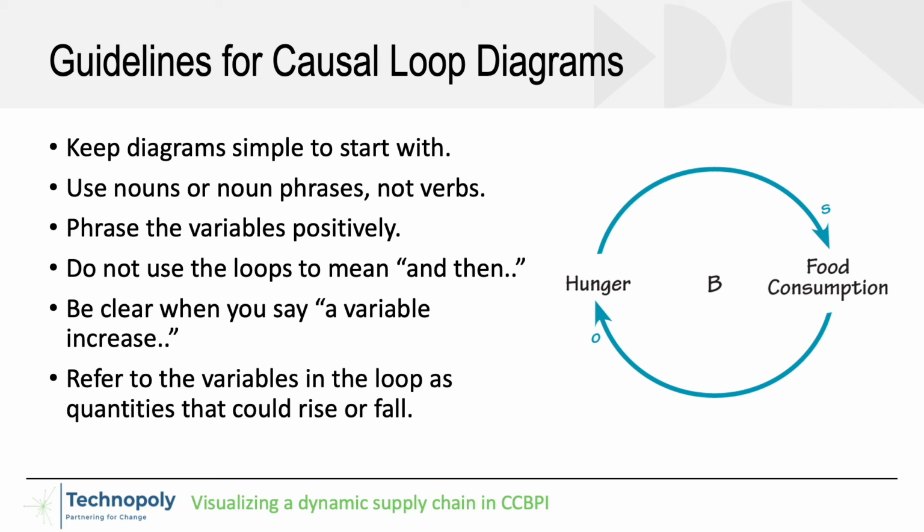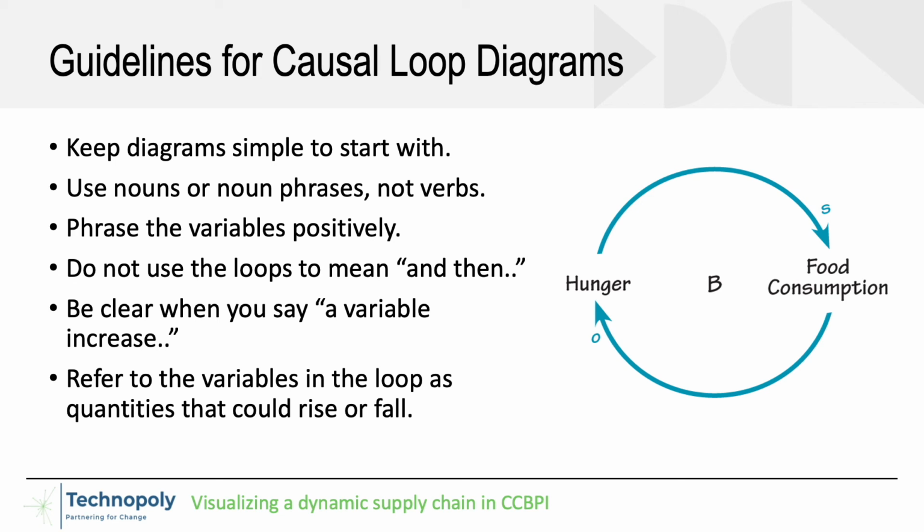When building your causal loop diagram, we have some guidelines for us to follow. For one, always keep your diagrams simple to begin with. Don't attempt to build a huge diagram. Focus on the basic. An example will be hunger and food consumption. The more hunger we have, the more we consume food, right? The more you consume food, the less hunger you have.